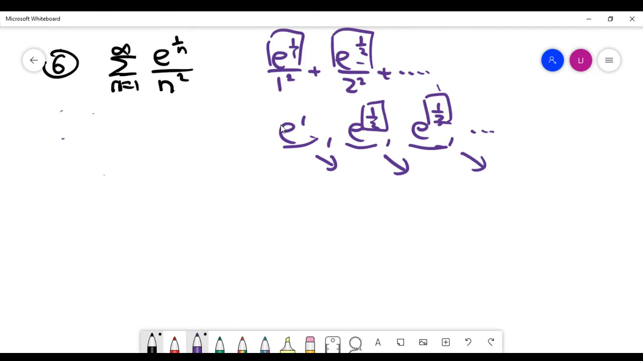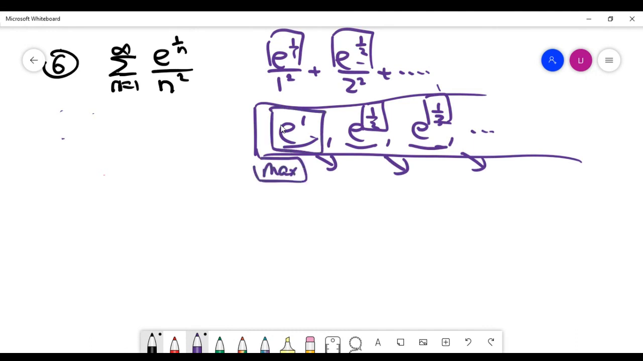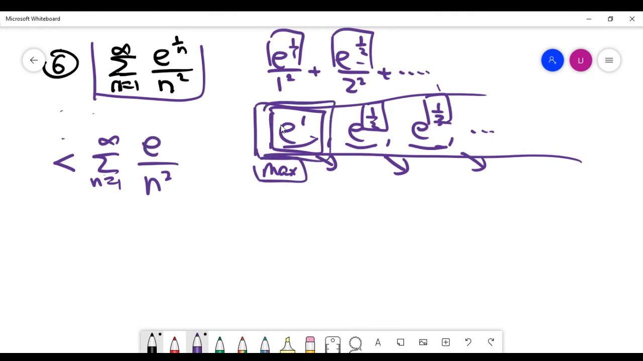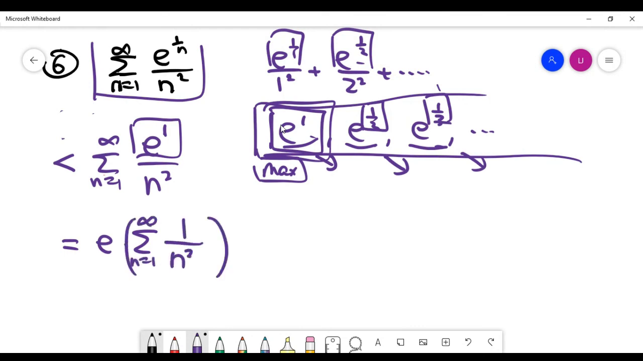It means that out of all the terms here, because this is a decreasing sequence, the biggest number is the first term, right? Because after the first term, everything is just smaller and smaller gradually. It means that the current series given is actually less than the infinite series with the top replaced by a constant, which is e to the power 1. I think it is a very good series to deal with because e to the power 1 is just e, which is a constant itself. So I can pull it out as a common factor to all the terms inside the summation.